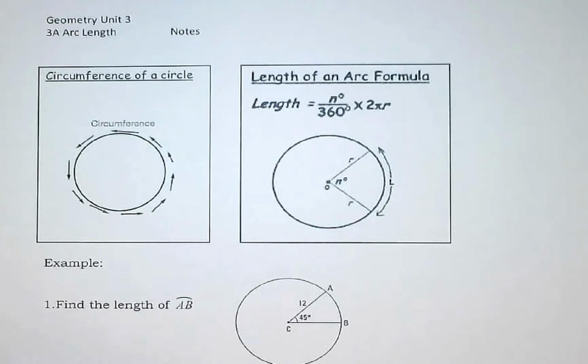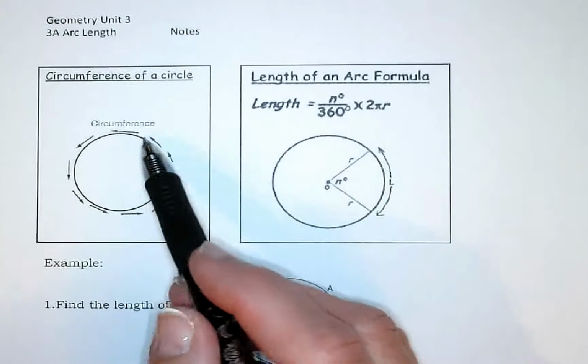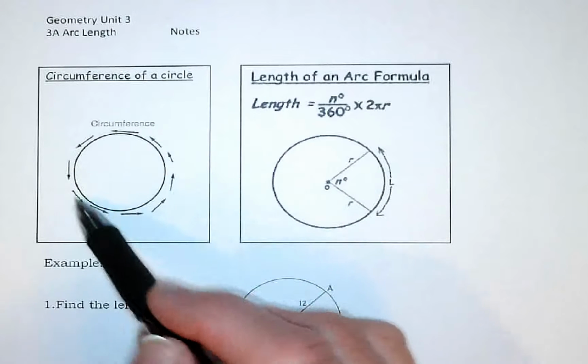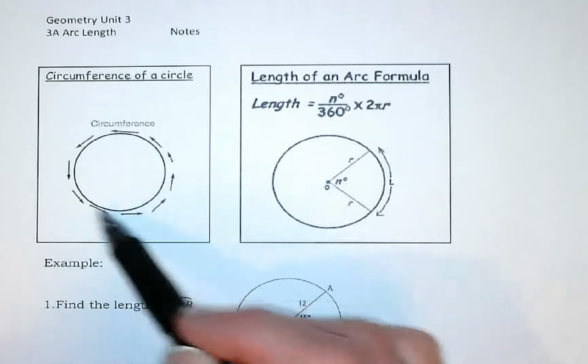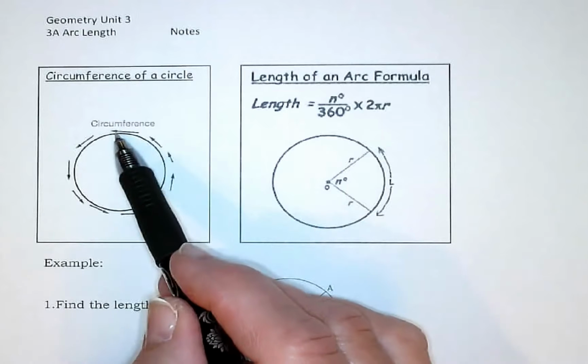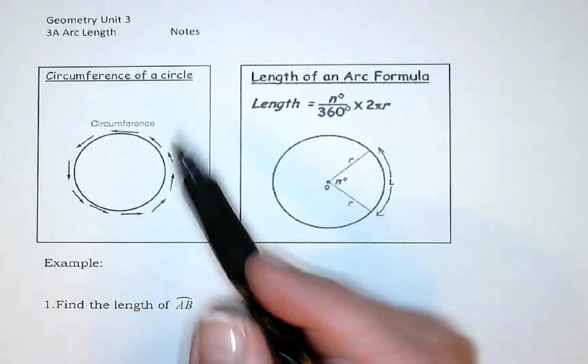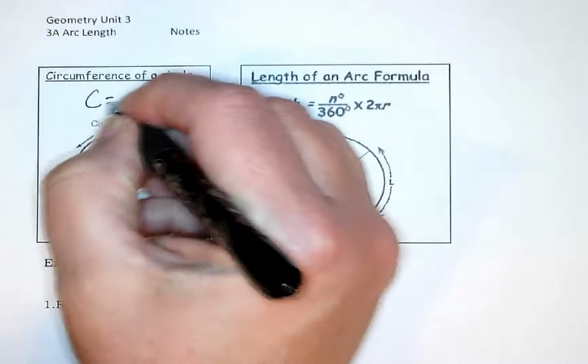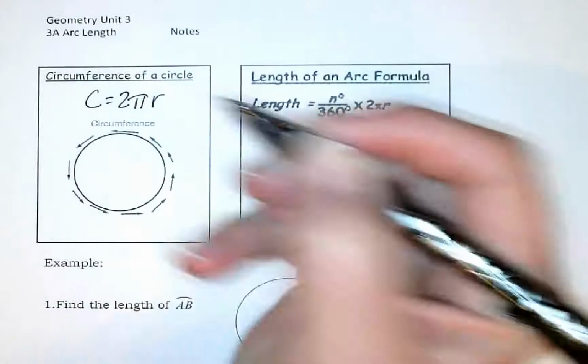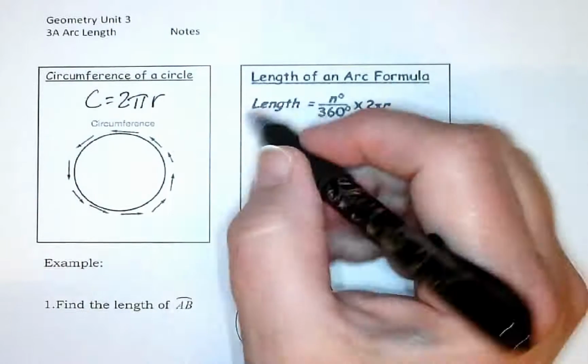If you're not familiar with arc length, first we want to go back and review circumference. So circumference of a circle is just the distance around. It'd be like if I grabbed hold of an end and I straightened it out, how long that is, that's the circumference of a circle. If you remember circumference, one way of finding that was 2 pi r.